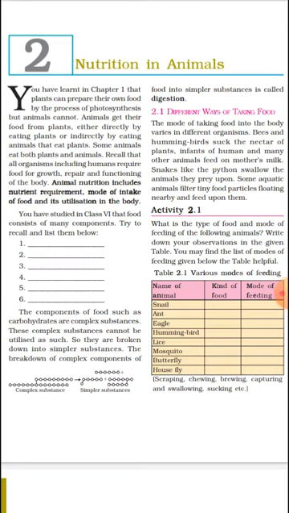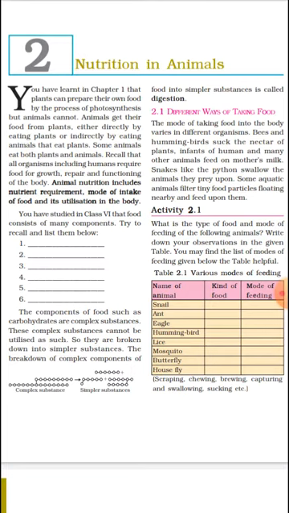The components of food such as carbohydrates are complex substances. These complex substances are converted into simpler substances, and that breakdown of those complex components of food into simpler substances is called digestion.